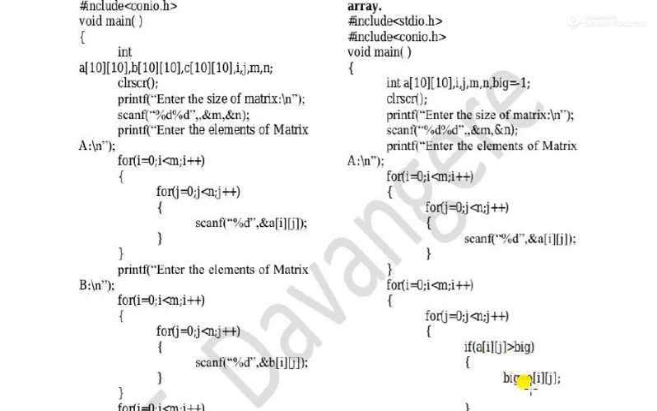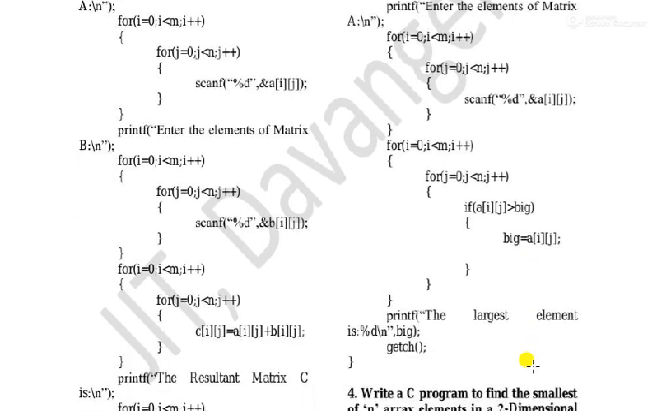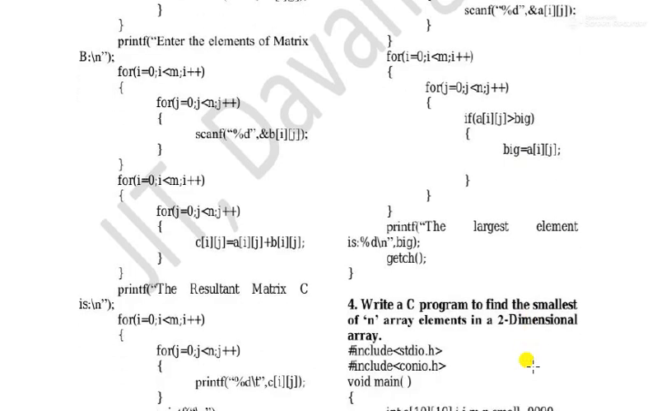This part is very important. We are just comparing, same thing. At last, in that big, the largest element value will be stored, so that one will be evaluated. And the next one is to write a program to find the smallest number.